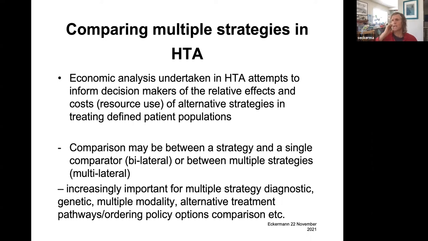Well, it should really change depending on what the evidence is in any given replicate, but also depending on what your threshold value is. So comparison can be between a strategy and a single comparator, or bilateral, which is typically what health economics initially looked at, or between multiple strategies, and multilateral. And that's increasingly important for multiple strategy diagnostic, genetic, multiple modality, alternative treatment pathways, and auditing of policy options, and often in health promotion and prevention, et cetera.